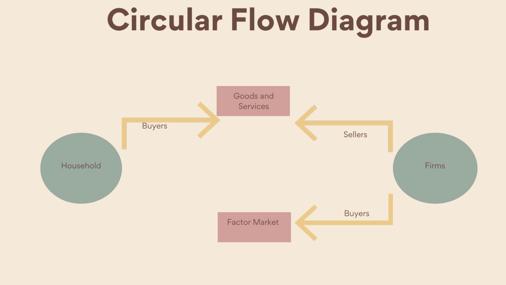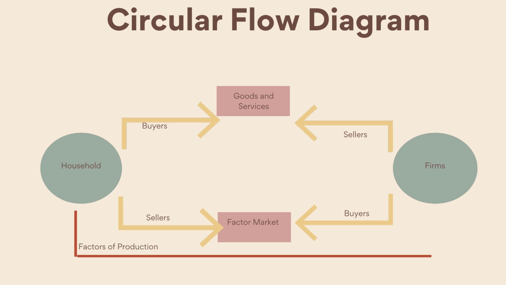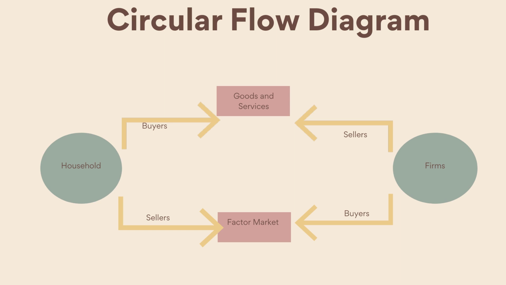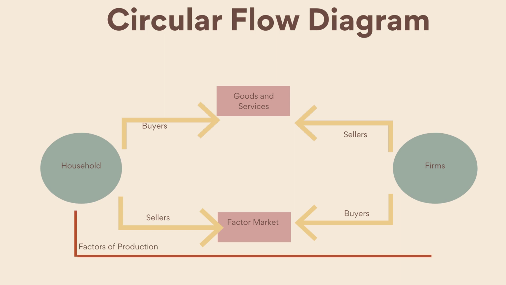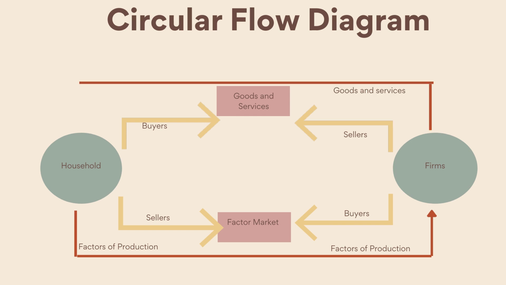So, let's go back so we don't get confused. On the input flow, the red arrow, we have here, from the household, the factors of production that the firm will now use as an input to create goods and services. And then the goods and services will be consumed by the household.